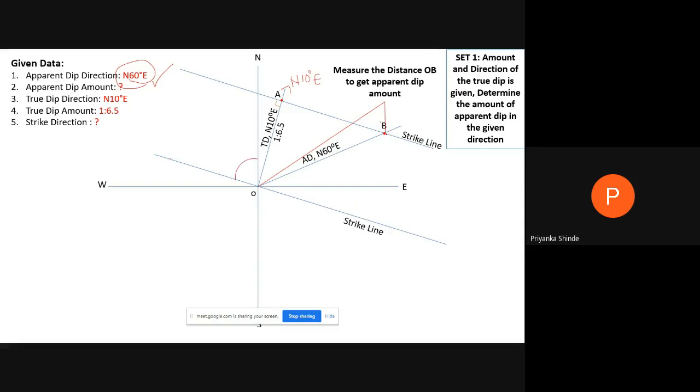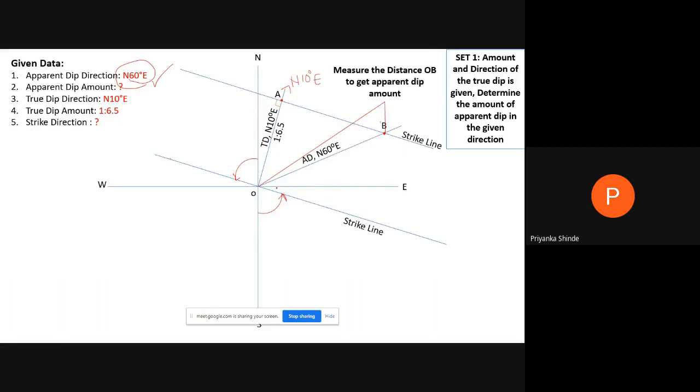Okay, so this is the first problem we have solved. Then the strike direction, how to measure? See here, the same strike line, we have to draw a parallel line passing through the origin O, and measure the angle of that strike line from north. What is the angle towards west? And from south, what is the angle towards east?